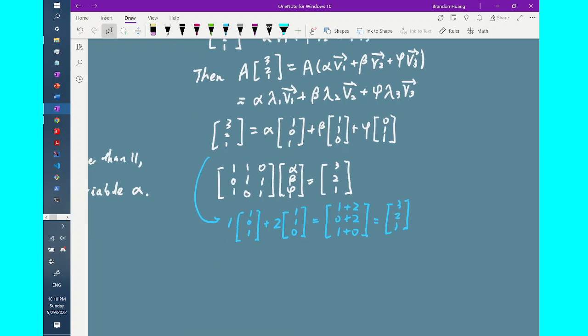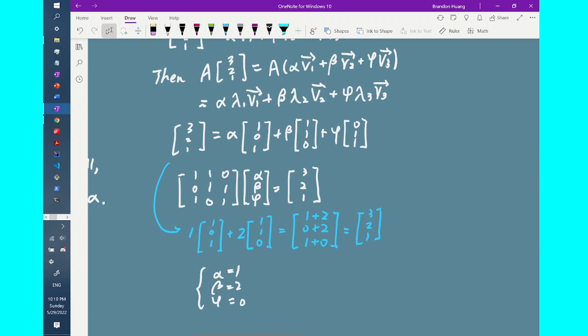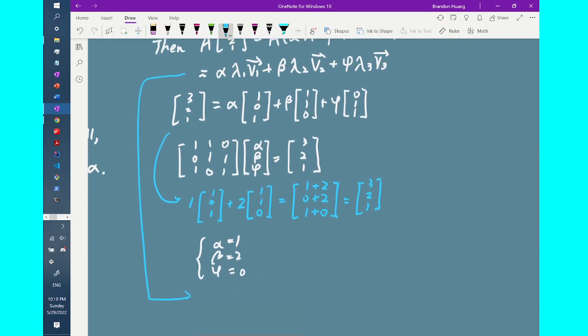But now, through some very fortunate lucky math, we know that alpha is equal to 1, beta is equal to 2, and gamma is equal to 0. So now let's reuse this linear combination we got up here for calculating A times (3, 2, 1).